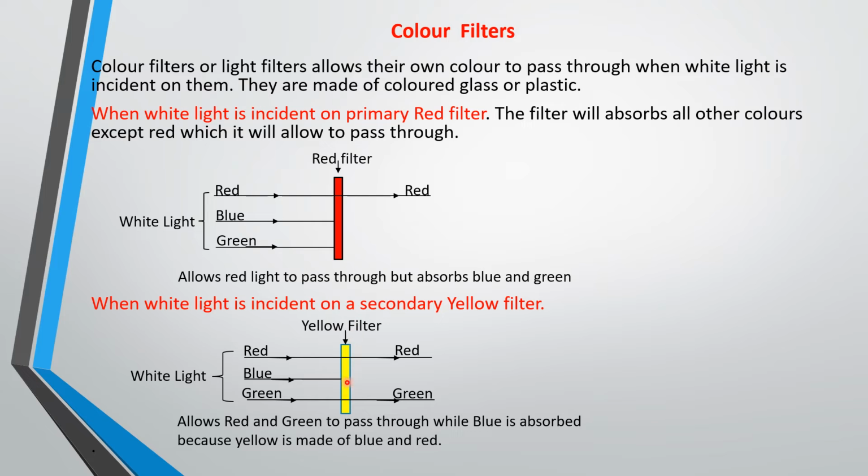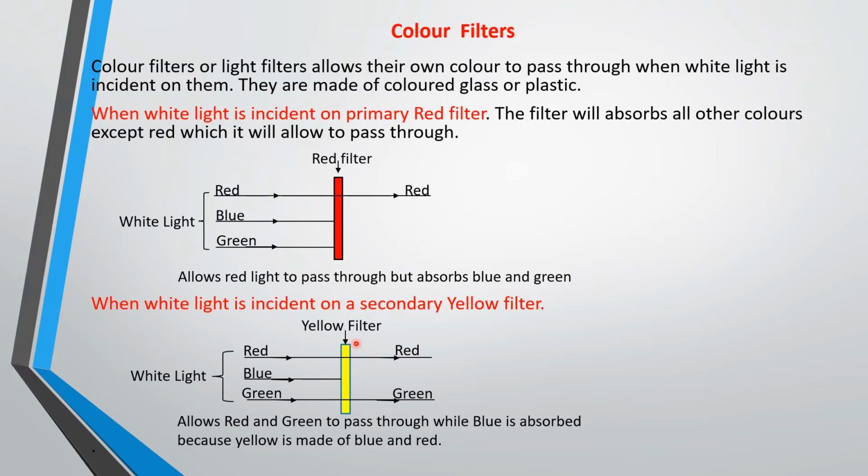we know that yellow is made up of what? Red and green. So if the filter is yellow and white light is incident on it, you will see that this filter will appear yellow. Why? Because it will allow red and green to pass through it. As far as it allows red and green to pass through, the filter will appear yellow.